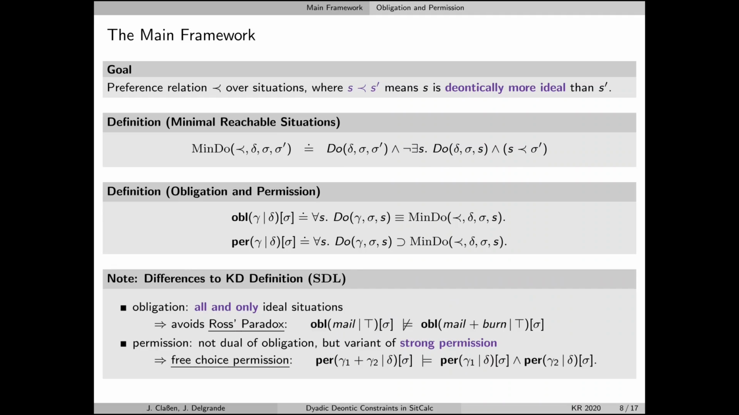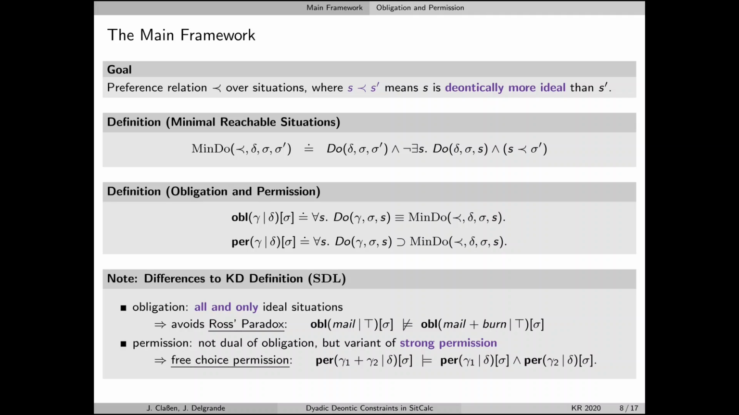Note that here we deviate from the usual KD-style definition of these concepts, namely we view obligation as representing all and only ideal situations, and this lets us avoid another paradox of deontic logic, namely the unintuitive case where the obligation to mail a letter entails the obligation to mail it or burn it.